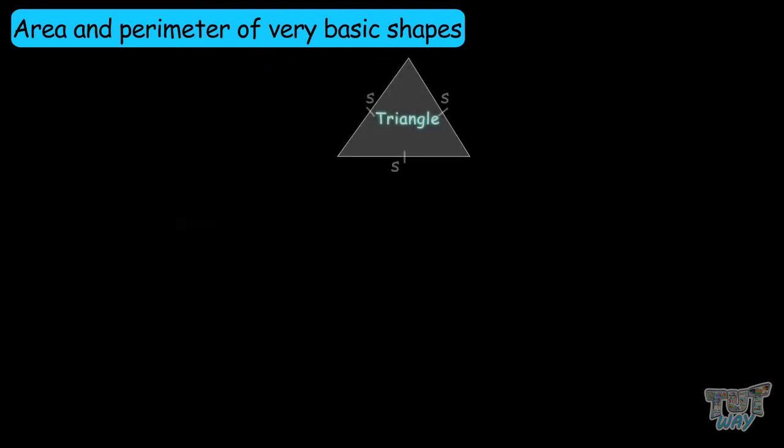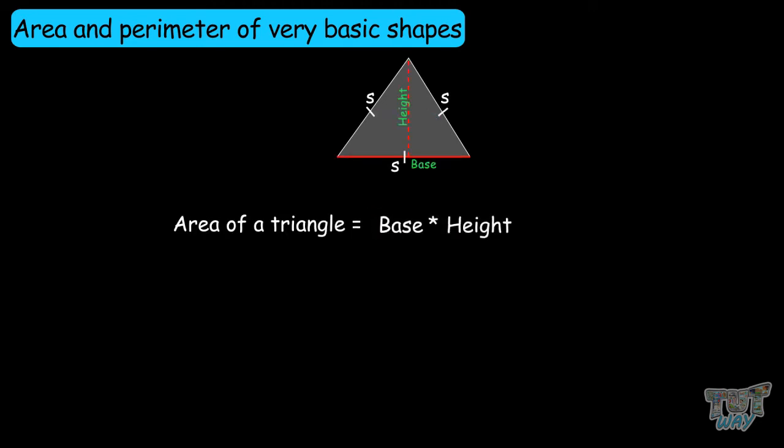Now how do we find the area of a triangle? The formula for the area of a triangle is base times height divided by 2. I repeat. The area of the triangle is base times height divided by 2. And the perimeter of the triangle is the sum of all of its sides.